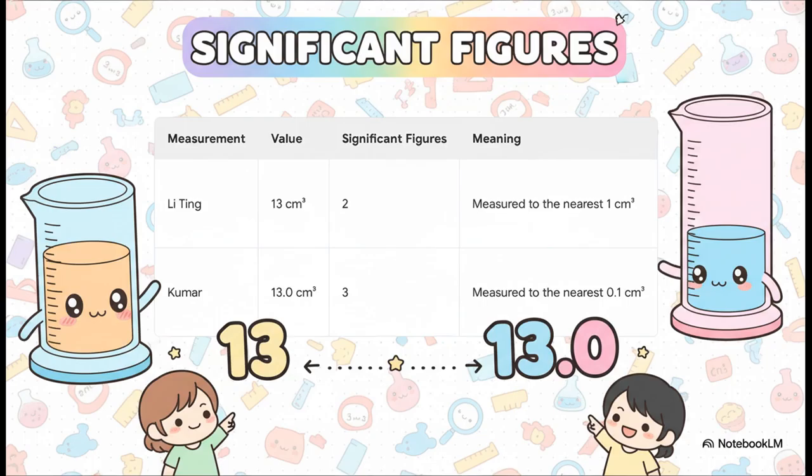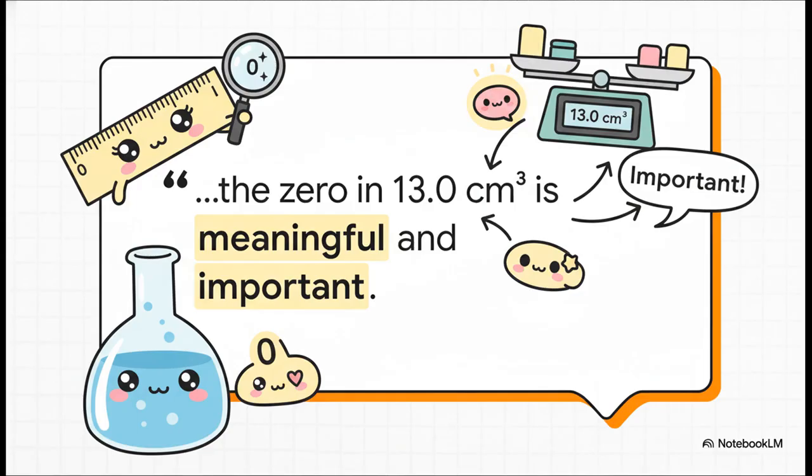That's the real difference. And this is the critical point. As our source material puts it so well, you can't just add a 0 for fun. That 0 in 13.0 is a deliberate statement about how good the measurement is. It is meaningful, and it is very, very important.